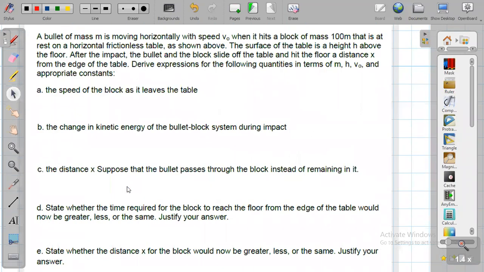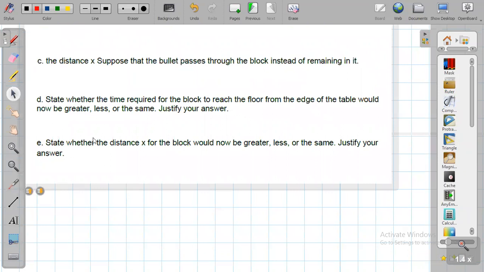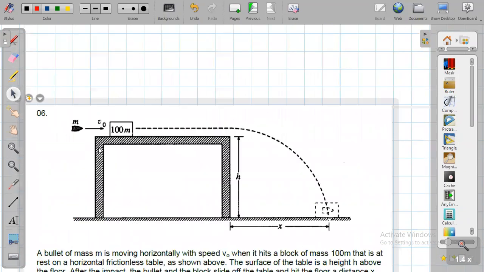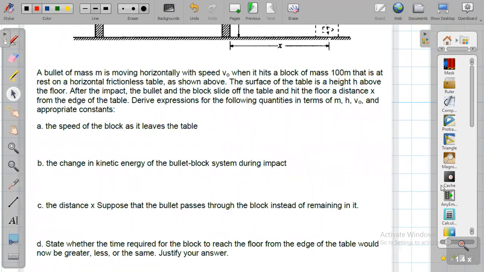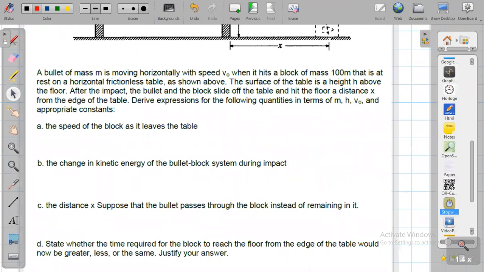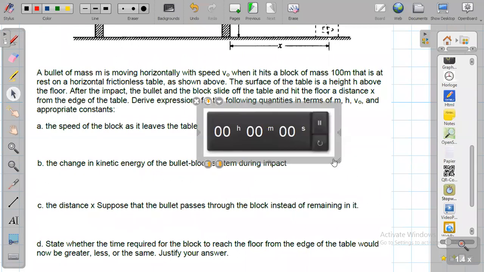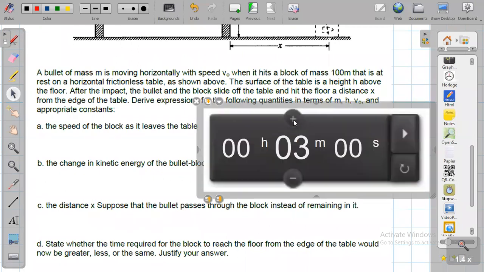I'll give you 10 minutes. Yeah, 10 minutes is enough for this one. Sorry, I'm going to give you 10 minutes for this sixth one.